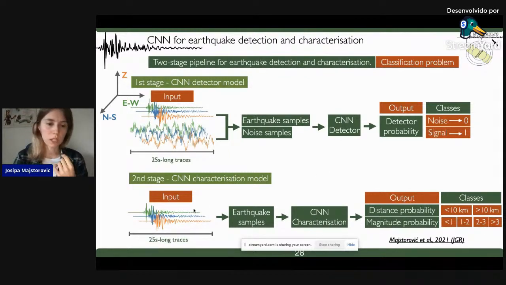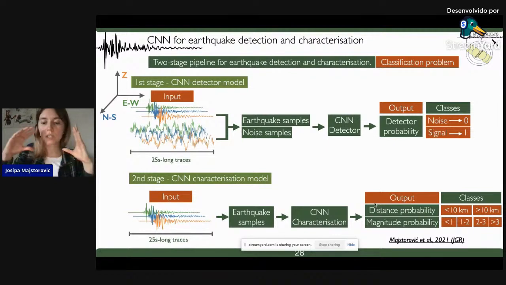In the second stage, I train a CNN characterization model, which as an input only takes earthquake samples, and as an output has a distance probability and a magnitude probability. The distance probability has 2 outputs in my case, and magnitude has 4 outputs. So for example, if my model is trained well and this earthquake is close to the station and has a magnitude of, for example, 1.5, my probability for this class would be the highest, as well as for this class, while all the other classes would have very low probability.